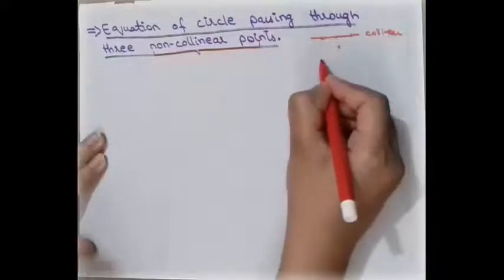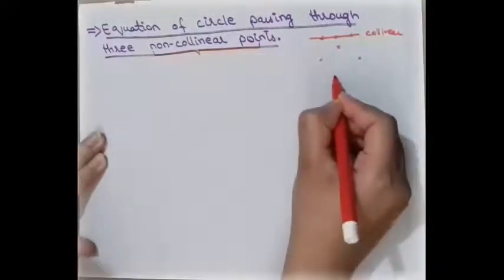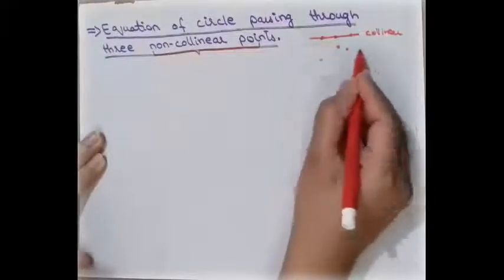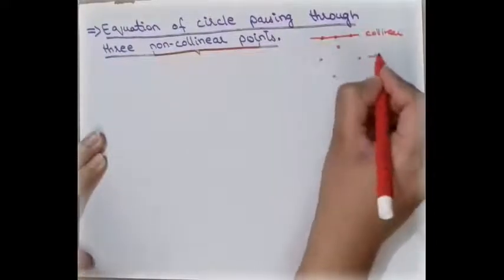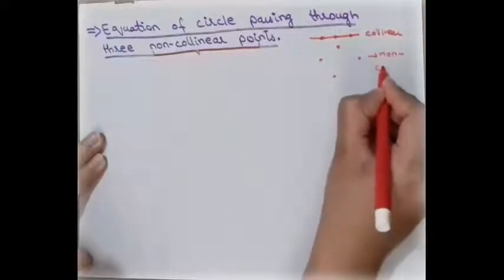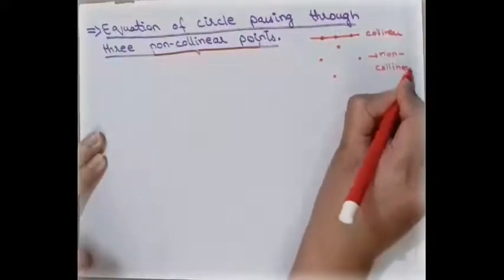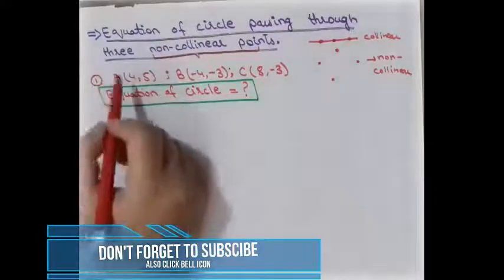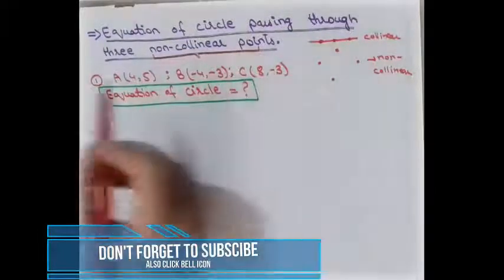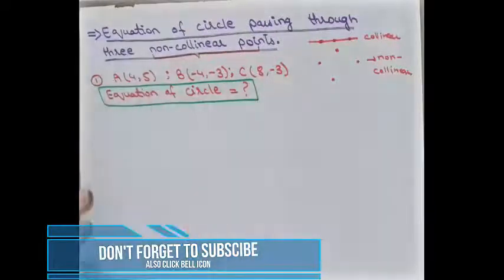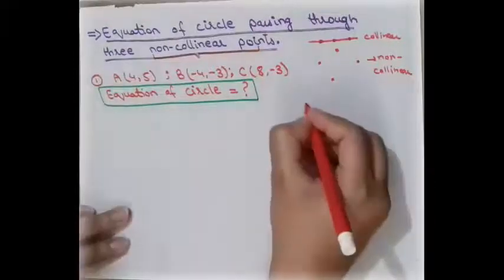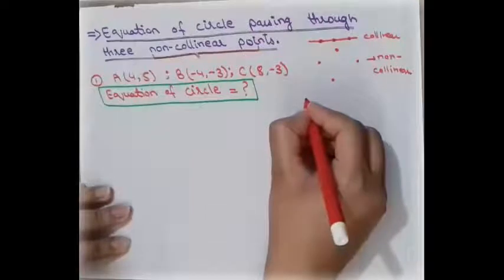If we have points in that situation, where these points do not lie on the same line, then these points are called non-collinear points. So first of all, to understand this concept, here is a question where we are given 3 non-collinear points and we are required to find the equation. First we plot on a graph whether these 3 points are collinear or not, to form a circle. Then we find the equation of the circle.